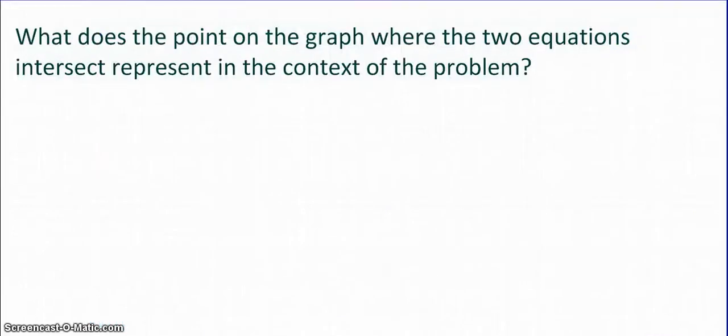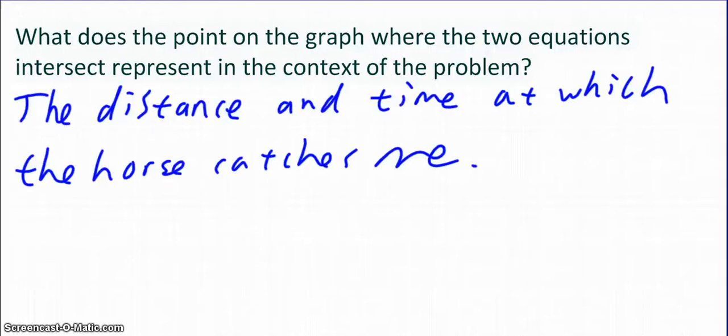Next thing, what does the point on the graph where the two equations intersect represent in the context of the problem? So we've kind of already said this, but we haven't explicitly said it, so I want you to write it down using your own words, and then we'll discuss. So pause, write it down, and then we'll discuss. Alright, so the intersection point represents the distance and the time at which the horse catches me.